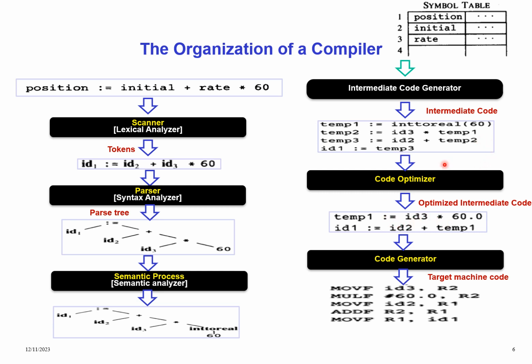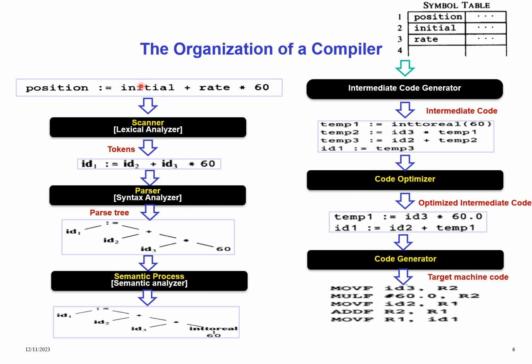Even if the code optimizer is not here in this part, then probably we can directly move to the code generator also. So the code optimizer optimizes the code, but it is not mandatory to be present here. And this code generator is going to generate the target machine code for the given input code. So these are the parts, or simply phases, of a compiler.